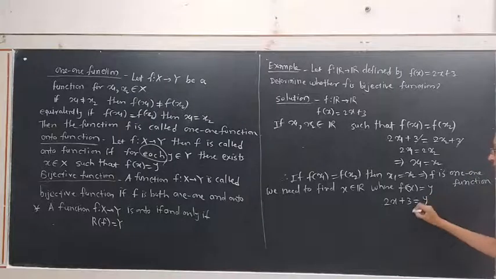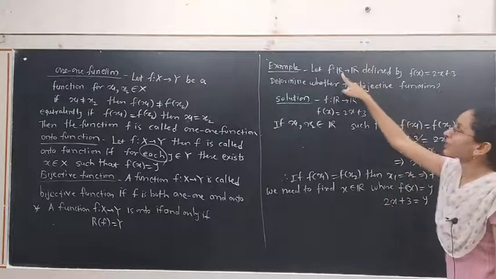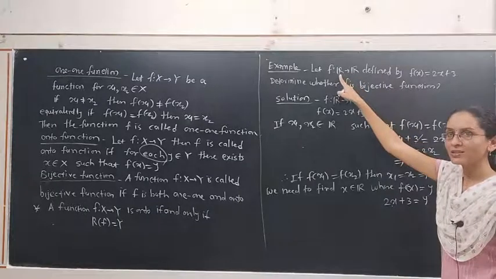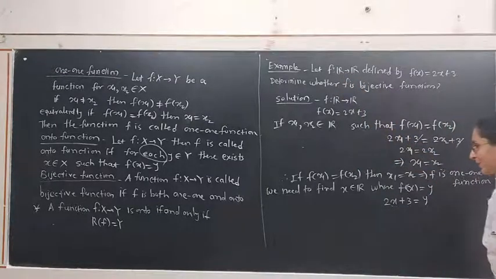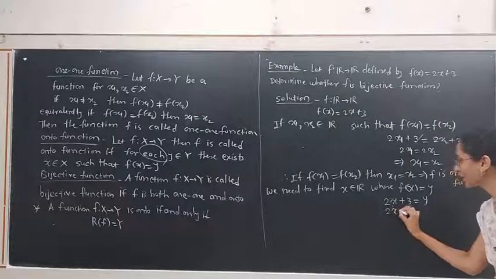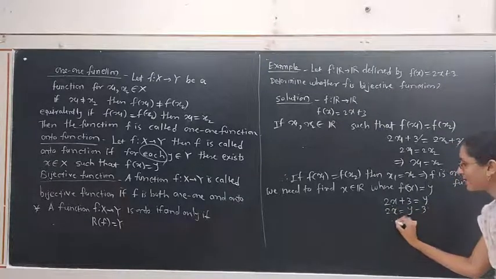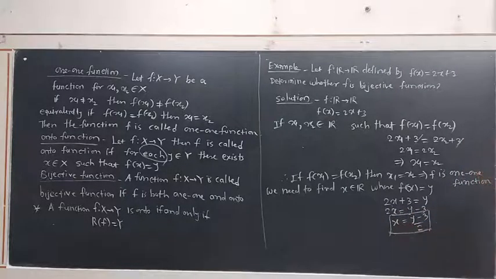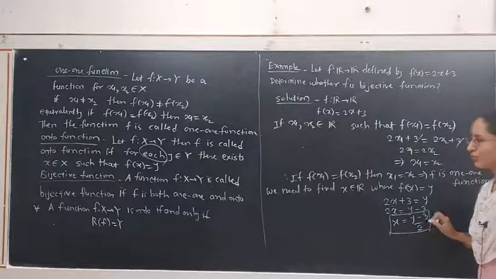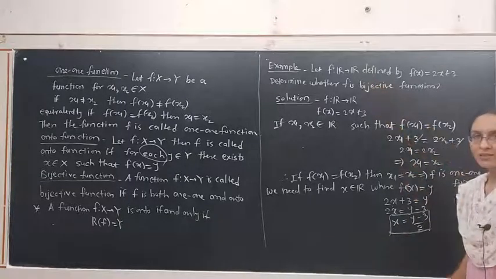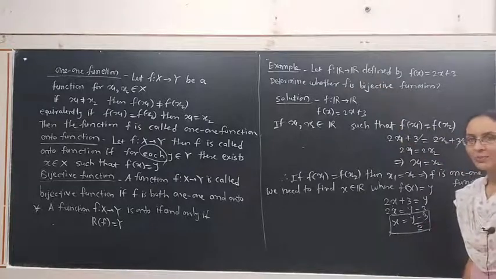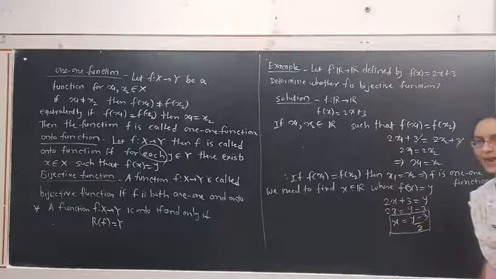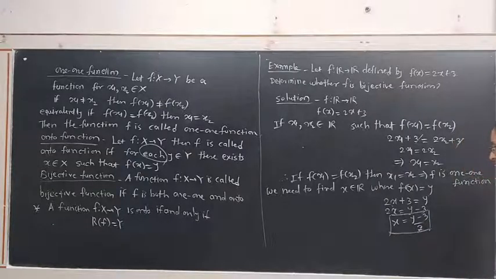What we want? We want the value of x to be a real number. That x should belong to the domain set. Then only the function will be onto. What is 2x? 2x is equal to y minus 3. Hence, x is equal to y minus 3 upon 2. See this value. What is the value of x? y minus 3 upon 2. Where is y? y belongs to set of real numbers. Hence y minus 3 is a real number, and if we divide that real number by 2, that is again a real number. Therefore x is equal to y minus 3 upon 2 belongs to set of real numbers.